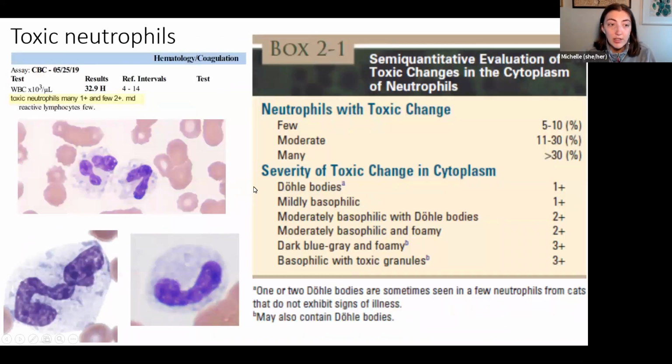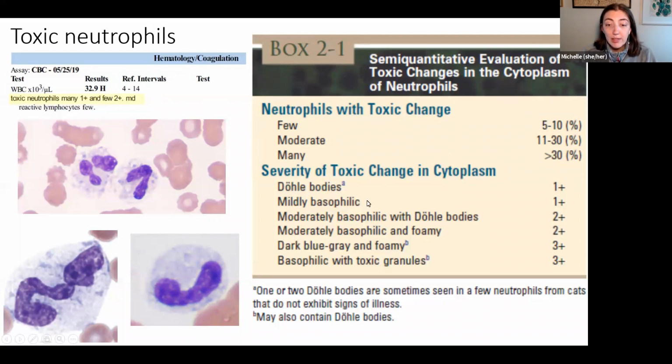And then for the toxicity, you can see we're going to put that under our white blood cell, automated white blood cell count. So here I said toxic neutrophils, many 1+ and few 2+. So that first word, rare, is a word that we sometimes use. So rare, few, moderate, or many, that tells you how many neutrophils out of all of the neutrophils had a toxic change. And then the 1+, 2+, 3+ is telling you how toxic they were.